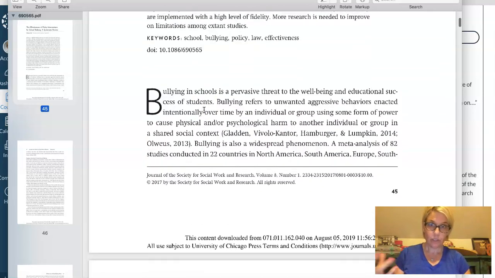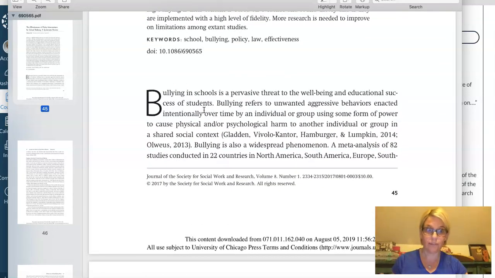So you'll notice that journals do things differently, just like faculty do things differently. And none of them are right or wrong. It's just how they choose to do it. And so that's how this journal has chosen to do this.